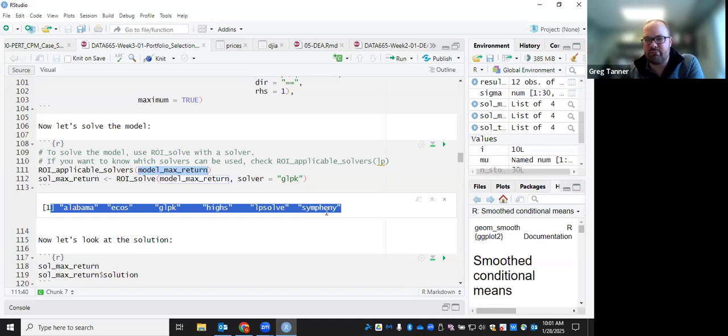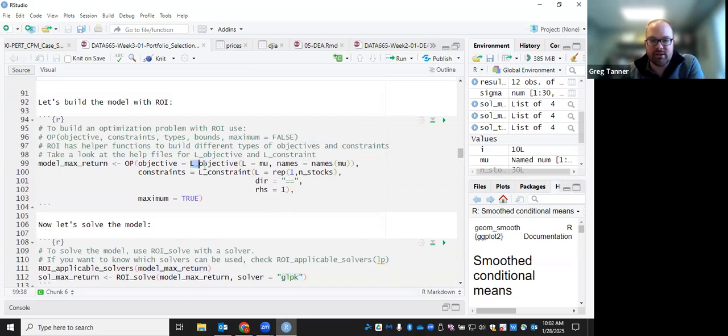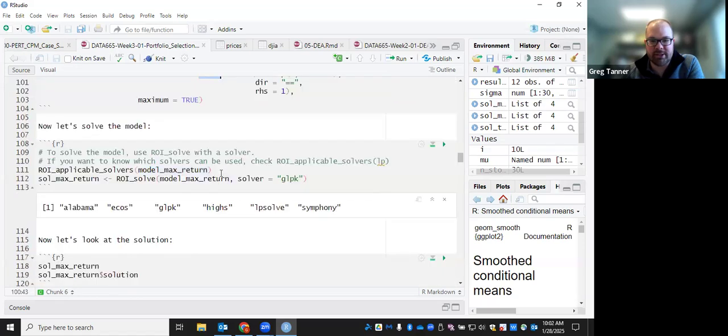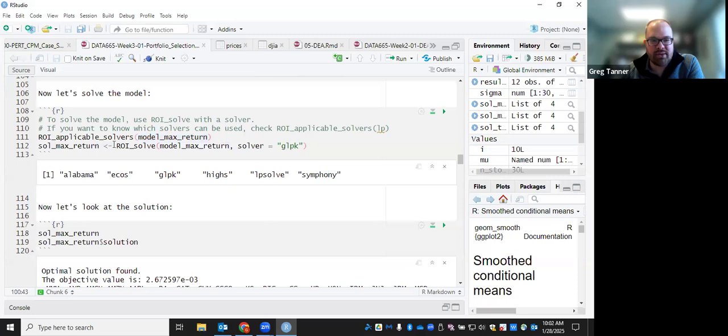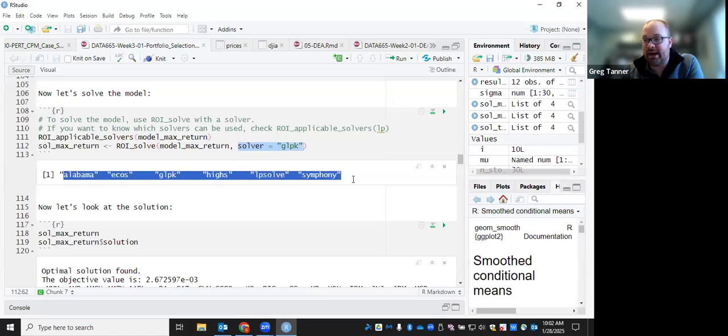Some solvers have more involved process to install them. So in this case, we'll use GLPK. We've used that a lot for linear programs. This is a linear program because we've got a linear objective and linear constraints, or one linear constraint. So to solve it, we use ROI solve. We give it our model and we tell it which solver we want to use, and it should come from the list of applicable solvers that we have.